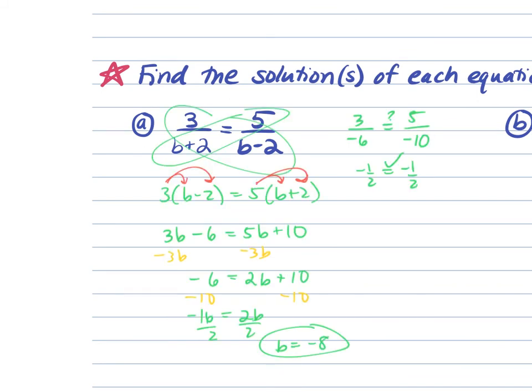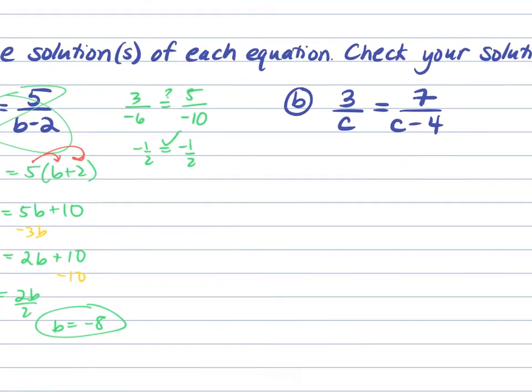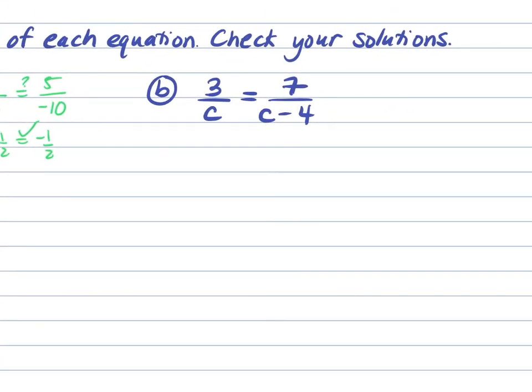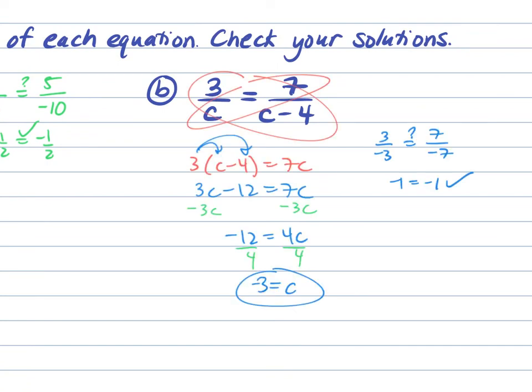Okay, hopefully you got B equals -8. If not, press pause, try to figure out what you did wrong. Email me if you still have questions. And then try B on your own. Press pause and check back for the solution. Okay, hopefully you got -3 for C.